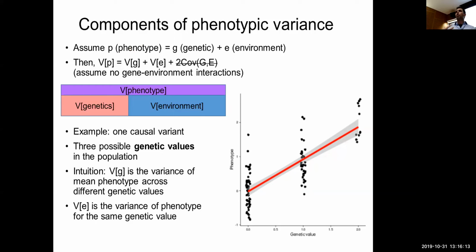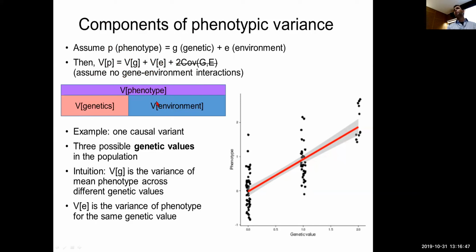And then we want to know not just what is your phenotype, but how does phenotype vary across individuals? So we're going to be talking about the variance of phenotype. The variance of phenotype is basically determined by the variance in genotype plus the variance in environment plus the covariance between genetics and environment. Okay? And if we assume that there's no gene-environment interactions, then we're going to be talking about the phenotypic variance and how much of that phenotypic variance is driven by genetics or by environment.